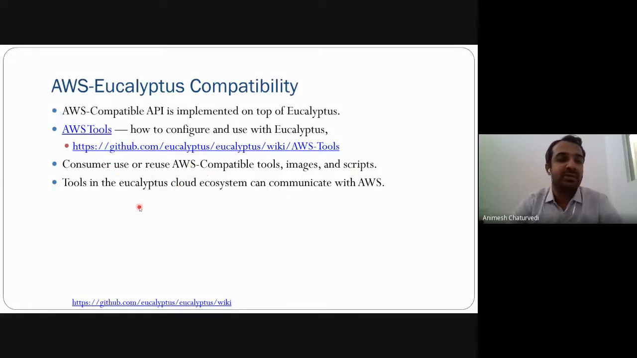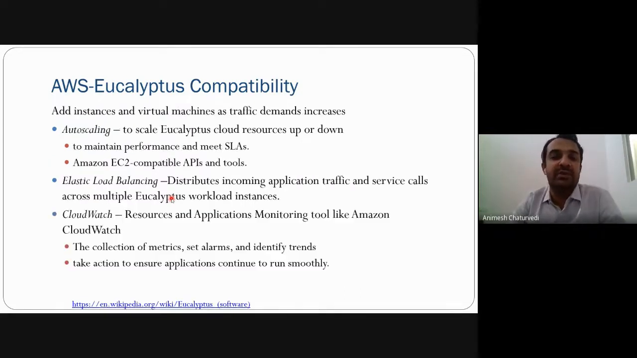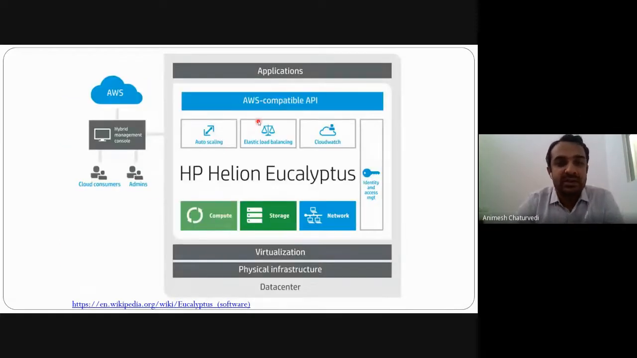And there's various code scripting. Then this tool in Eucalyptus does the management, and this cloud ecosystem communicates with AWS. So this is how the Eucalyptus ecosystem works and communicates with Amazon Web Services. We'll discuss these APIs and what they do. The Amazon Eucalyptus compatible APIs do auto scaling, they use elastic load balancing, and they have CloudWatch.